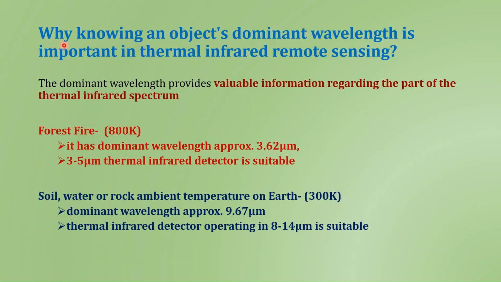So, why is this Wien's displacement law, or knowing an object's dominant wavelength, important in thermal infrared remote sensing? Because the dominant wavelength provides valuable information regarding the part of the thermal infrared spectrum.